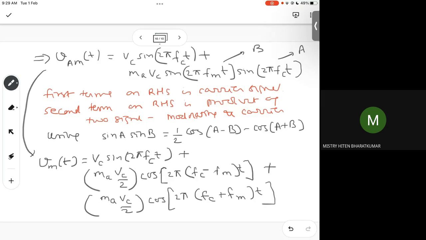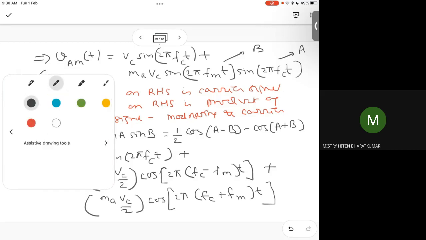So my expression for AM now becomes something like this in the frequency domain. That means I have three frequencies. One is the original carrier frequency, the first term. Then we have the sum of the two frequencies, the message signal and the carrier frequencies. This is the second term. And the third term is the difference of the two frequencies. So this is my expression, what we call in the frequency domain.